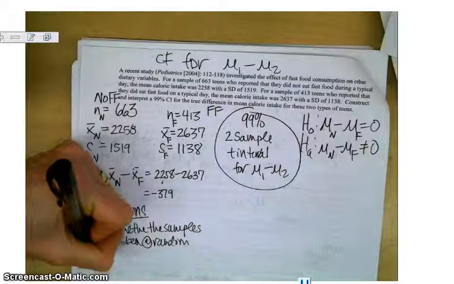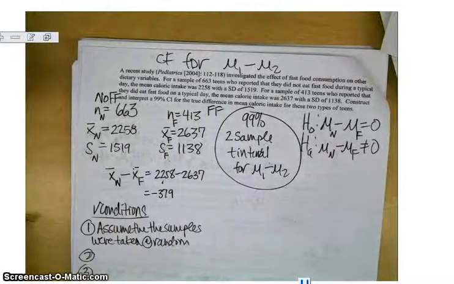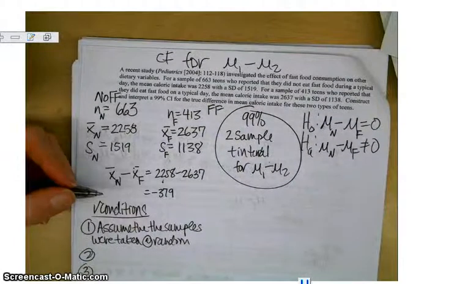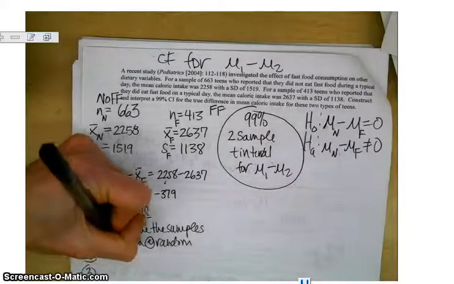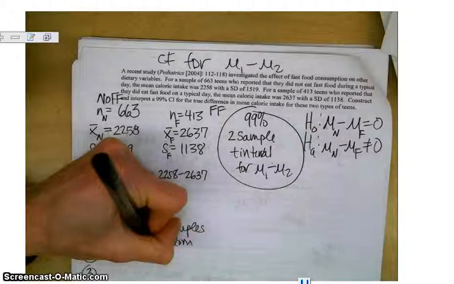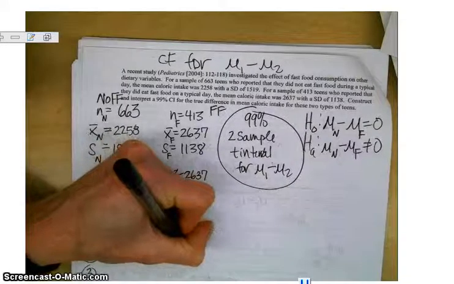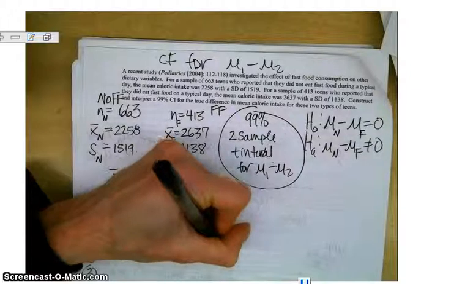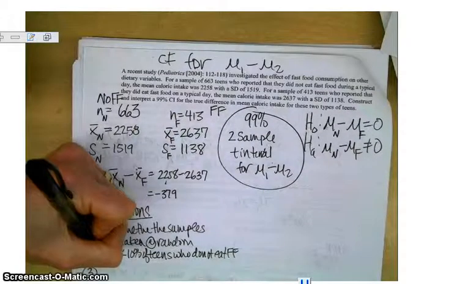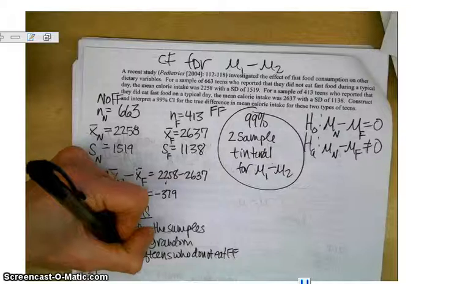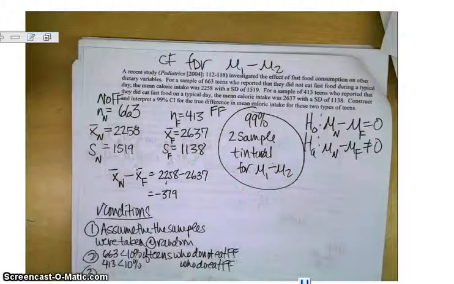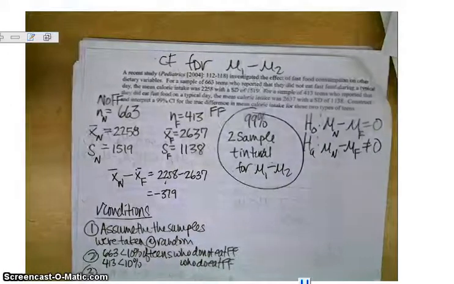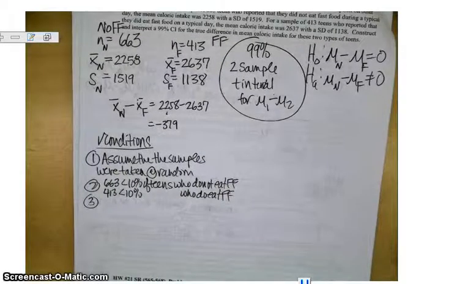Okay, and now we do have three conditions here because it's not an experiment. So the next condition is the independence, and so we're going to check that 663 is less than 10% of teens who do not eat fast food. And we're going to have to assume that 413 is less than 10% of teens who do eat fast food. You have to look at each population separately. Each sample has to be checked separately. So it's like you're checking a set of conditions for each sample, but you can do it all at once.